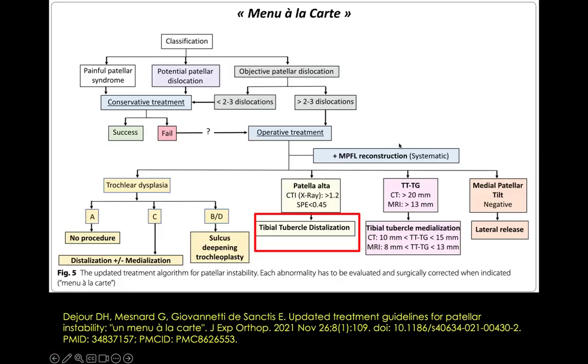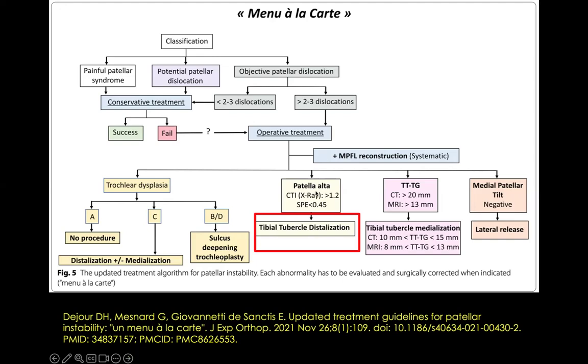So now coming to cases with patella alta along with objective patellar dislocations of more than 3, wherein MPFL reconstruction is needed, and along with that, if there's patella alta, we would be going ahead with a tibial tubercle distalization. I will be talking about medialization, which is done for type C also, distalization slash medialization. Distalization comes here and here, medialization comes here and here. So I will just be going like that.